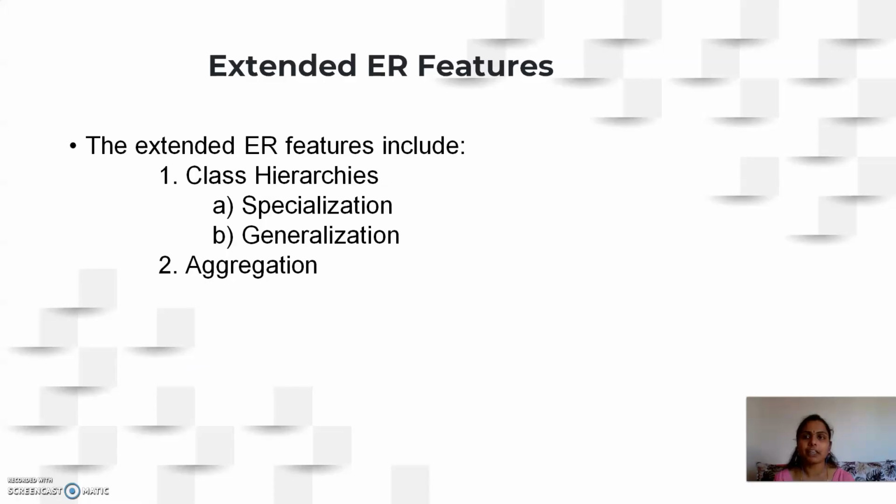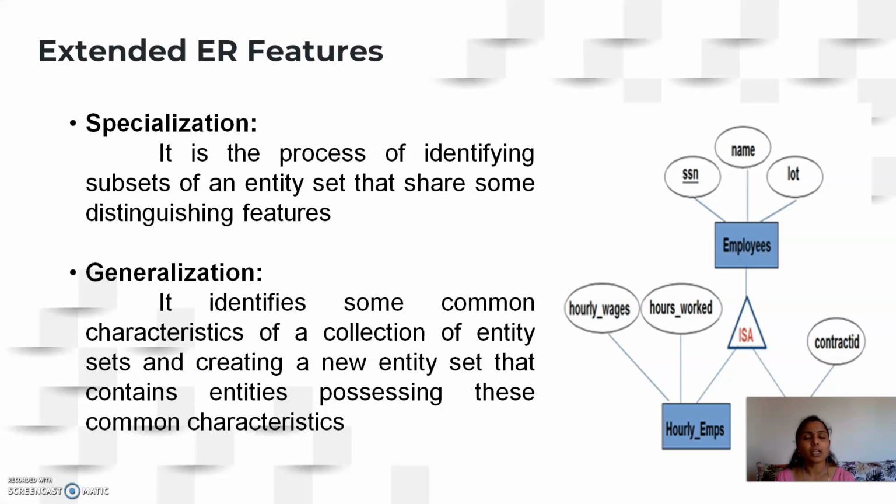So the extended ER features are basically classified into class hierarchies and aggregation. Class hierarchies are again classified into specialization and generalization. Coming to the first extended feature called class hierarchy, which includes specialization and generalization. Specialization is the process of identifying the subsets of an entity set that share some distinguishing features.